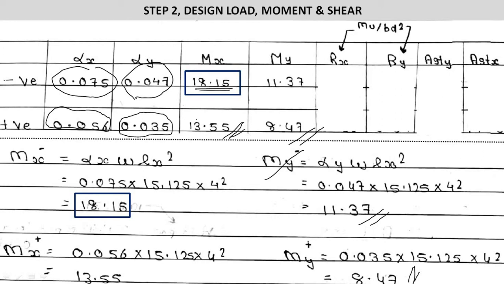From these four values of Mx and My, moment in x direction and y direction, in both positive and negative, the maximum value should be highlighted, because the maximum value will be used in the further calculation. So from these 4, the maximum value is this, ignoring the negative and positive markings, because negative and positive just show the direction of the moment. So the maximum value is 18.15, so we have to highlight this value and we will use it in the further calculation.